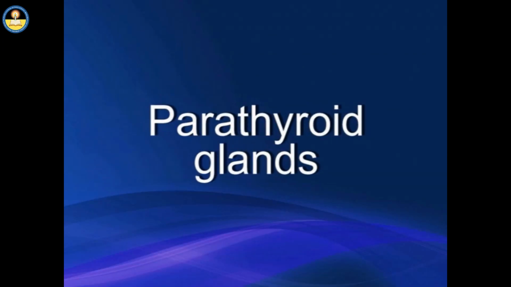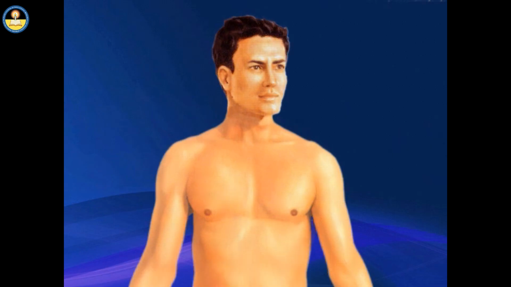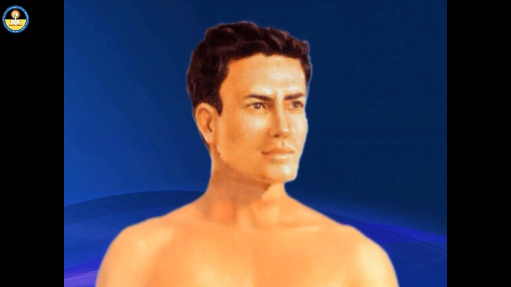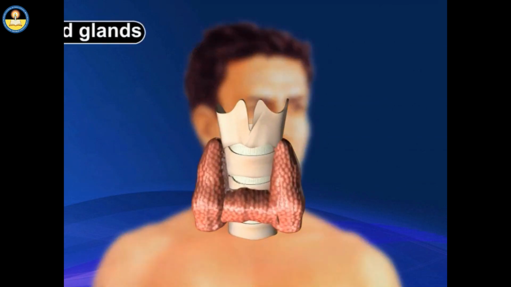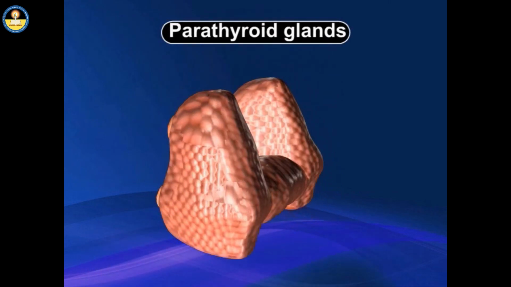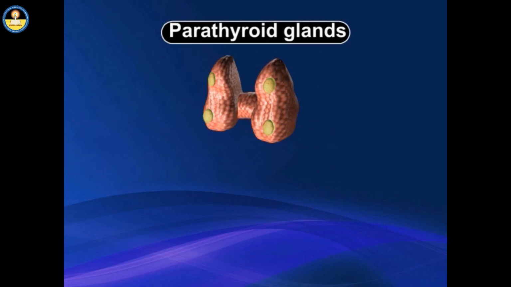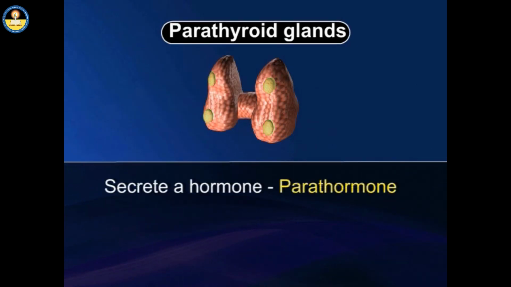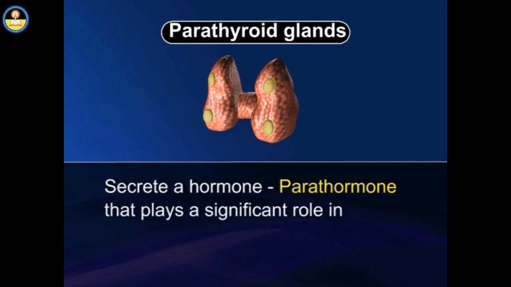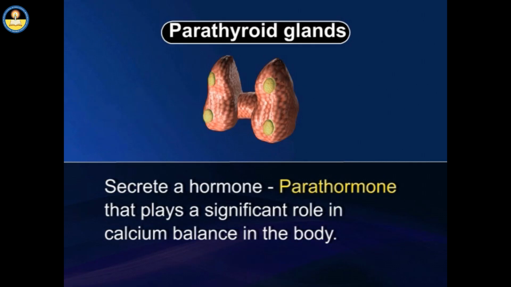Parathyroid glands. These are situated on the posterior surface of the thyroid lobes. The parathyroids are four small, flat, oval glands, two on each side. The parathyroids secrete a hormone, parathormone, that plays a significant role in calcium balance in the body.